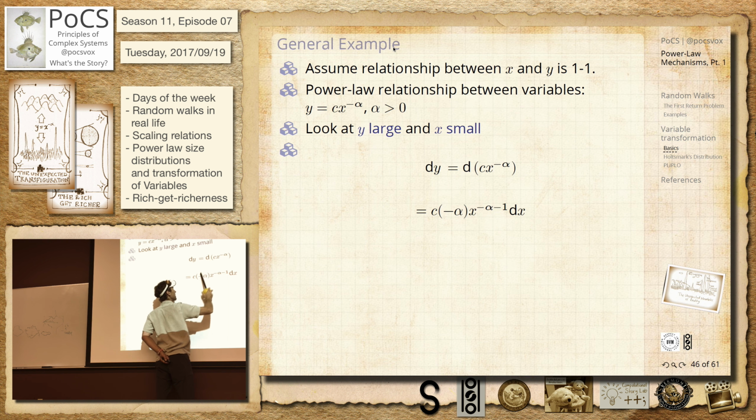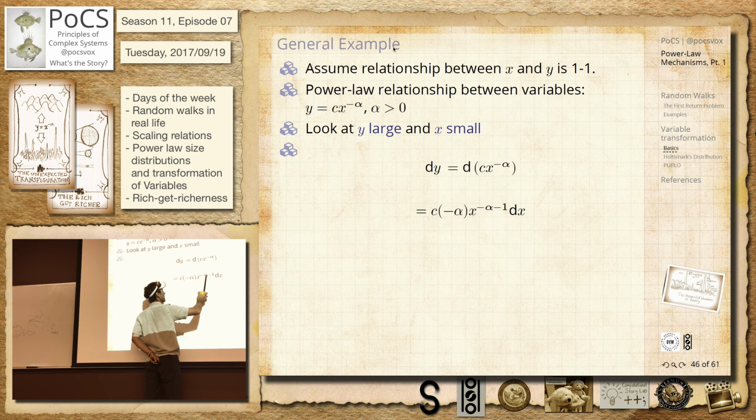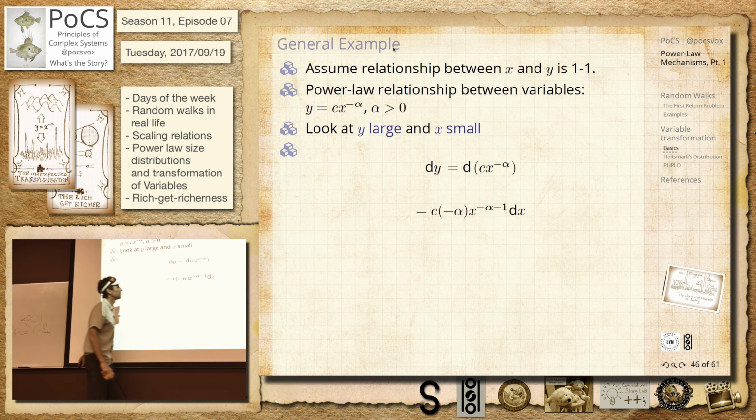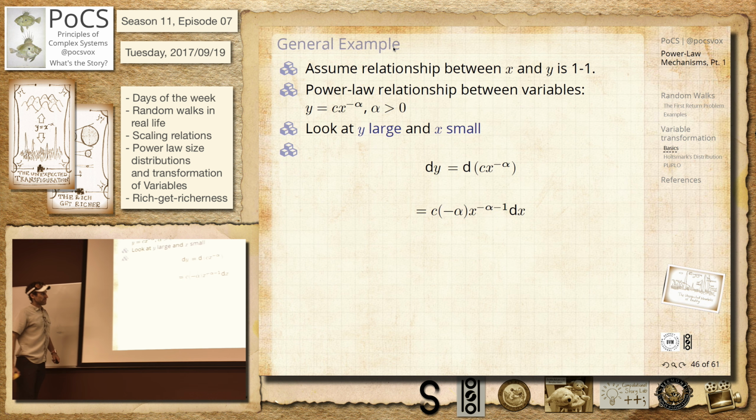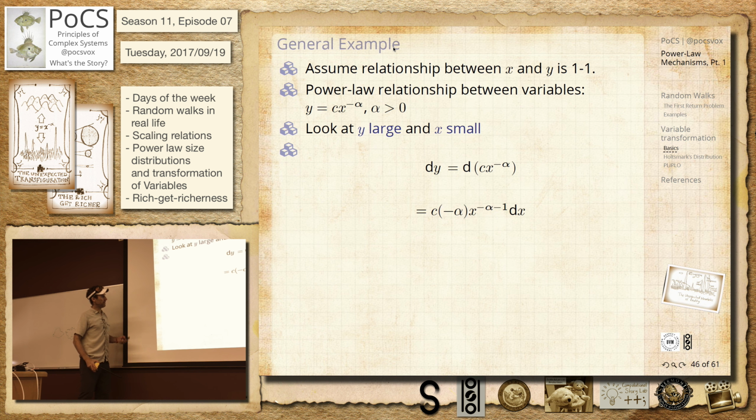So minus alpha comes down, right? There's nothing crazy about these derivatives. There's x to minus alpha minus 1. Still add a constant out here and a dx. All right, so that's a start.